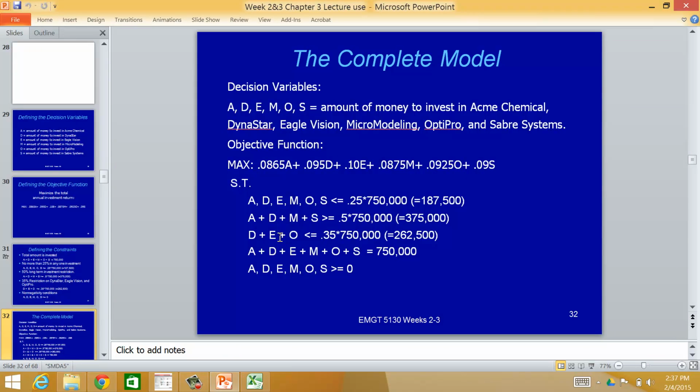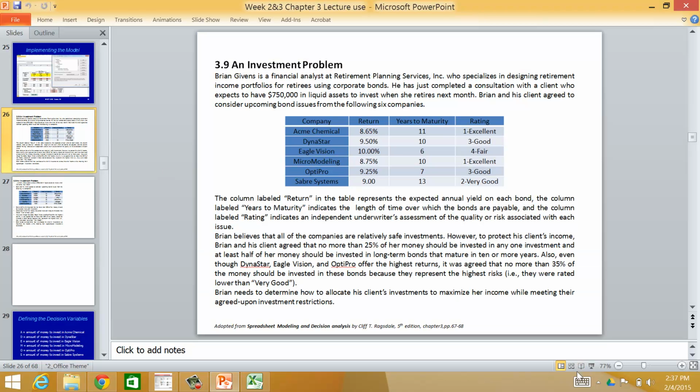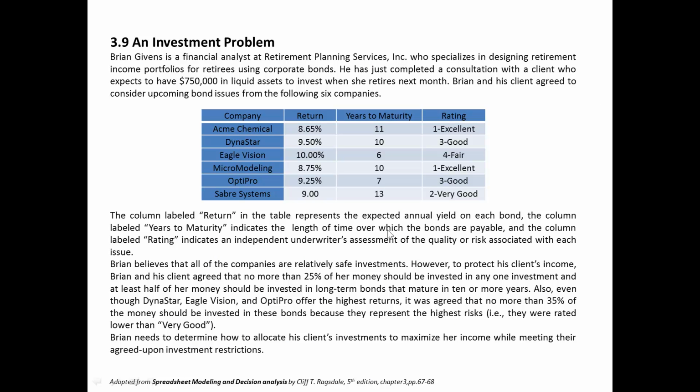Now the third constraint is about the riskier ones, which should be no more than 35%. Okay, and the risky ones are defined using the rate. If we go back to the problem statement, see what they talk about here. They represent the highest risk if they were rated lower than very good. So if we check lower than very good, very good is a 1. That means if they get a rating of 2 or 1, then those are the riskier ones, right?